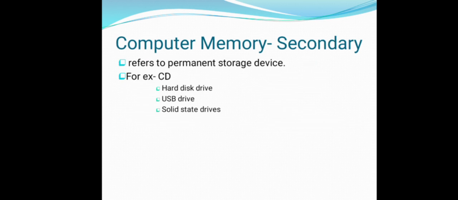Now the next one is your secondary memory. That refers to the permanent storage device of a computer system. It is also known as auxiliary storage, external memory, or flash memory. Secondary memory is non-volatile, meaning data doesn't get deleted even when the device is powered off. The data will be saved permanently till the user deletes that particular data.